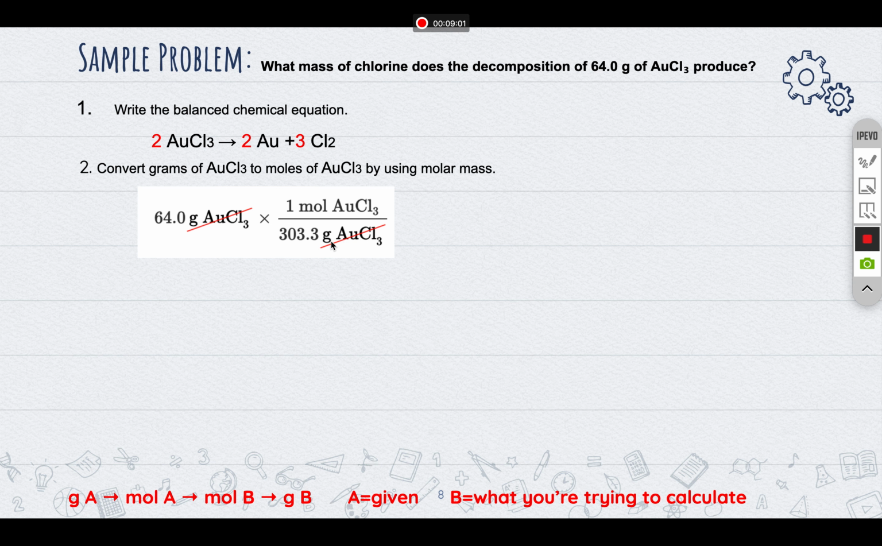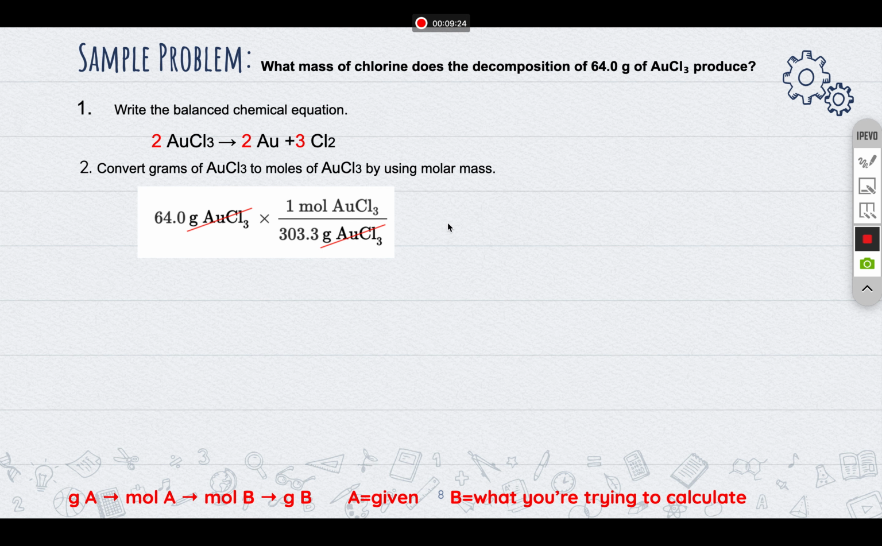Okay, and remember that molar mass is grams per mole. So molar mass is always grams paired up with 1 mole, always. So this should always be 1 mole. If you have molar mass, it should always be 1 mole. Just because there's a 2 here does not mean you're going to put a 2 there. Molar mass is always paired with 1 mole.